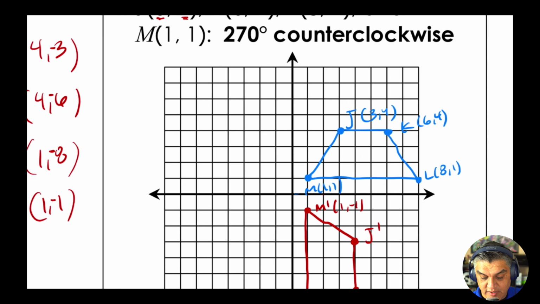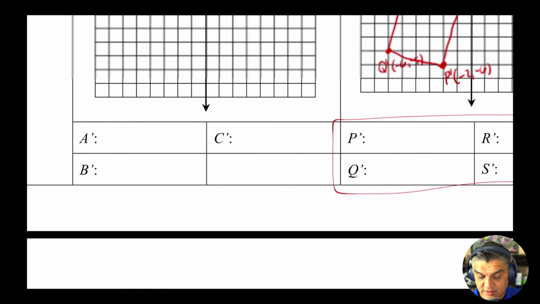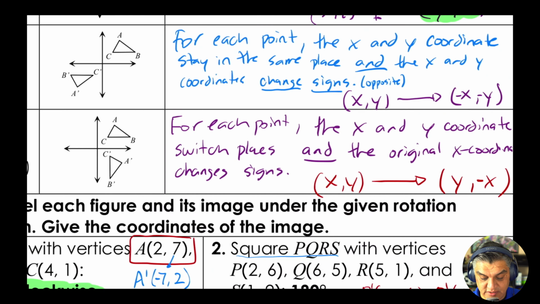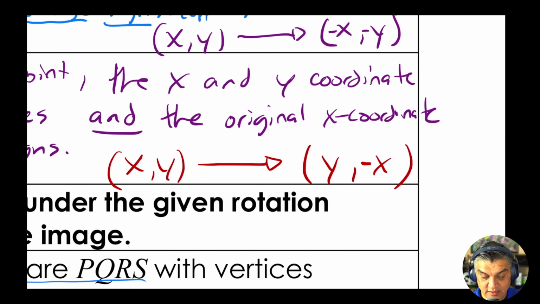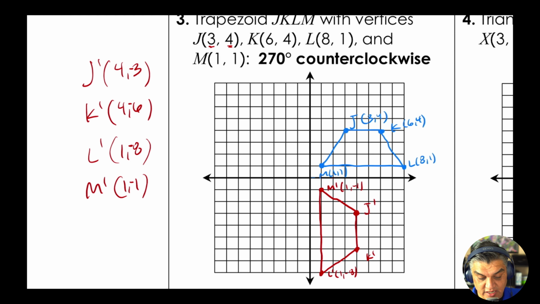So we drew the original figure in blue, and then we looked at the rules. Just to recap, we looked at the rules and saw 270. What do we do for 270? We get the original point, and we switch the x and y, but now the new y becomes negative. The second one becomes negative. And so that's what we did for each point. We looked at J, 3, 4, and we switched it to 4, negative 3, because the 3 becomes negative because it's the new y, the old x. We got K prime, which is 6, 4.